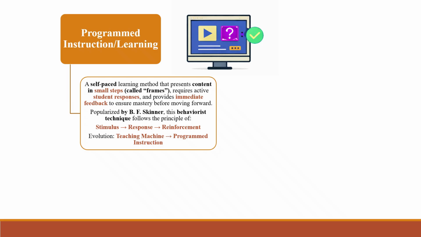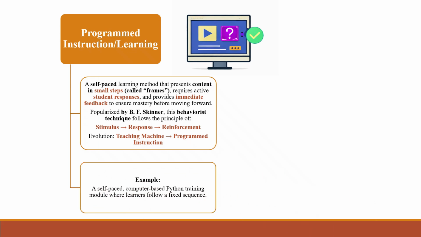Here, the content is carefully broken down into small steps called frames, and learners respond to each frame. Immediate feedback is provided after each response. This feedback reinforces correct answers, and progression is carefully sequenced and controlled to ensure that learners master one concept before moving to the next. For example, a self-paced computer-based Python training module. Here, the learning sequence is stimulus, then response, and finally reinforcement.